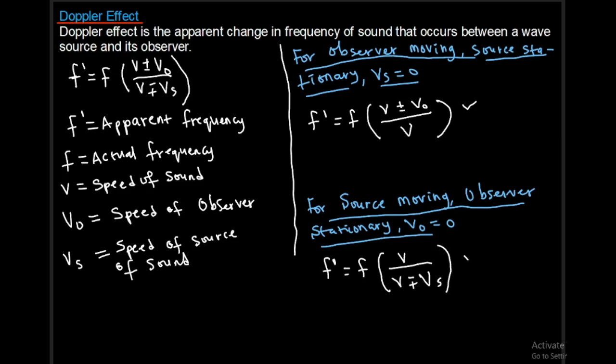So this is going to be our equation. Please note the difference for source moving, observer stationary, and for observer moving and source stationary. If you observe carefully, you discover that we have plus or minus, minus or plus. Now in a question, you don't use both the plus and the minus. It's either you're using minus or you're using plus. So when do you use plus and when do you use minus?